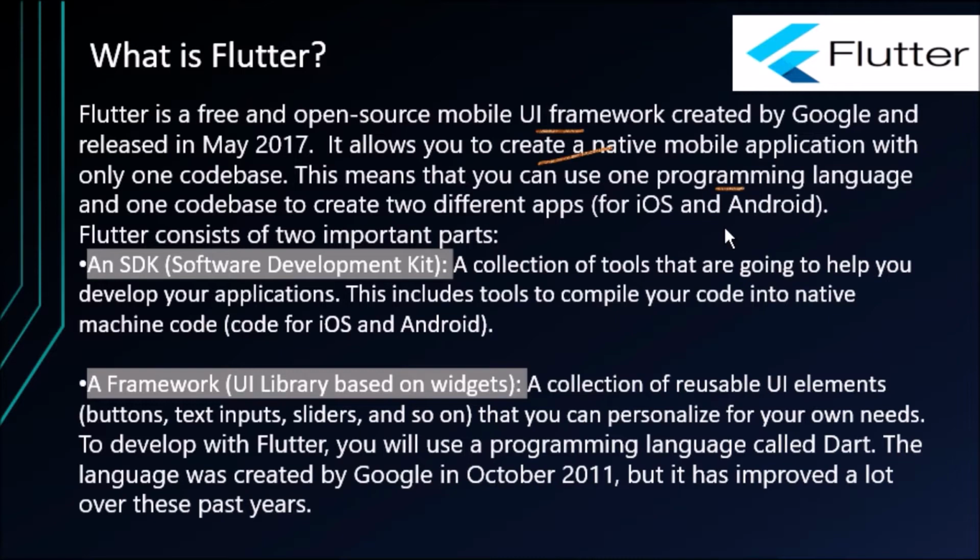Okay, now Flutter consists of two important parts. First one, an SDK, a software development kit, and second one, a framework. Framework is what? A UI library based on widgets. So the two main things in Flutter are SDK and framework. What is SDK? SDK is a collection of tools that are going to help you develop your applications. This includes tools to compile your code into native machine code. Means code for iOS, code for Android.